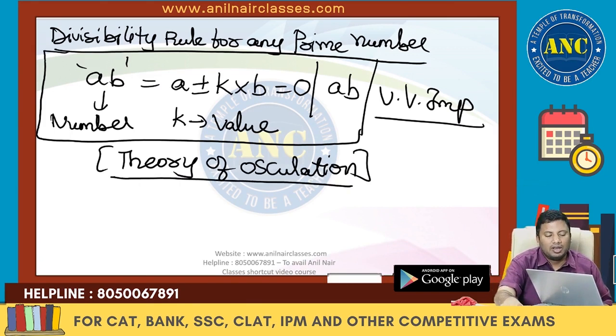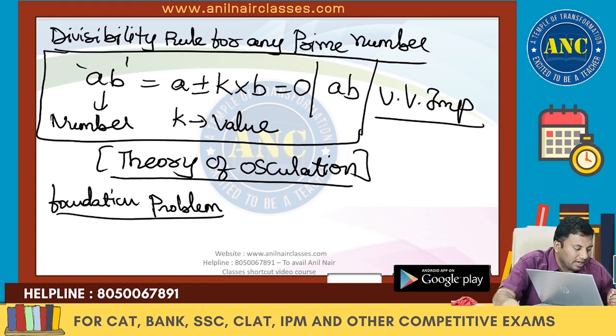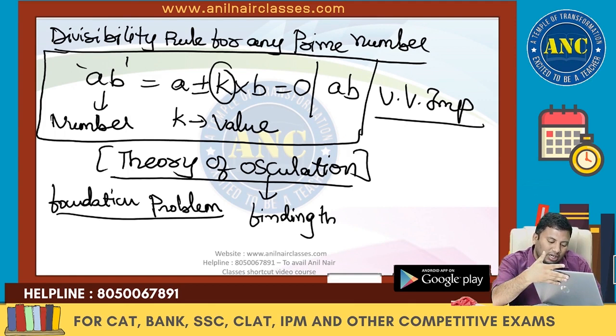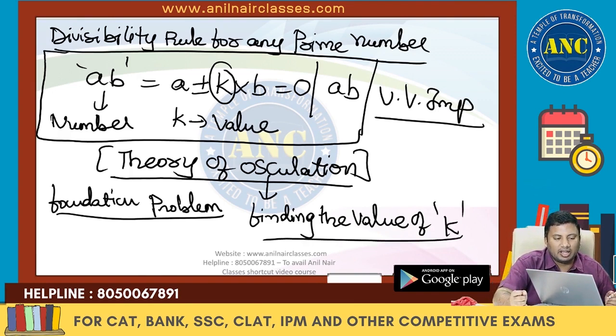We will do some foundation problems. These we are doing for the divisibility rule of any prime number. This is for Sai Kiran and Anand Jaswant, to answer your doubts. I will write the foundation. Theory of osculation. Osculation is nothing but finding the value of K. Now see here. Listen carefully. Examples.